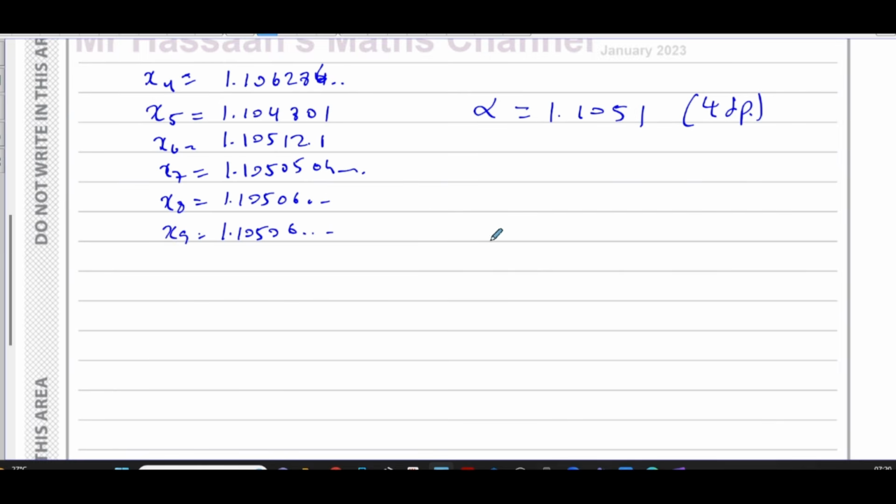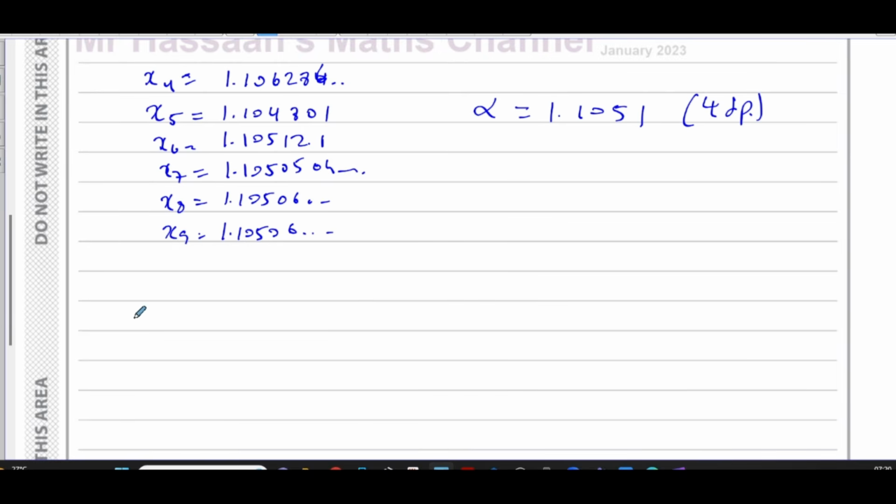Now, sometimes the question says to justify that this is a root to 4 decimal places. In that case, I'm going to show you how to deal with that in case it comes up in another question. Although it's not part of this question and you don't have to do it here, I'm going to explain that in case you do get a question that requires you to understand it.